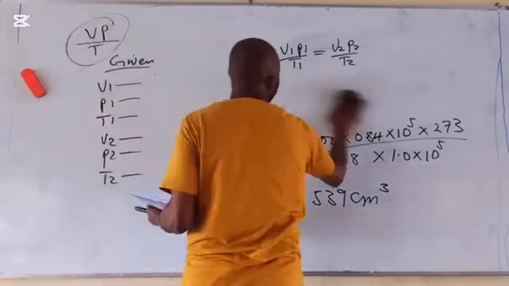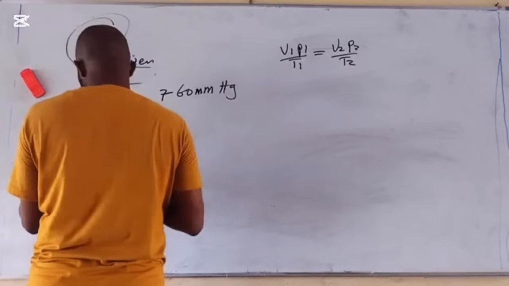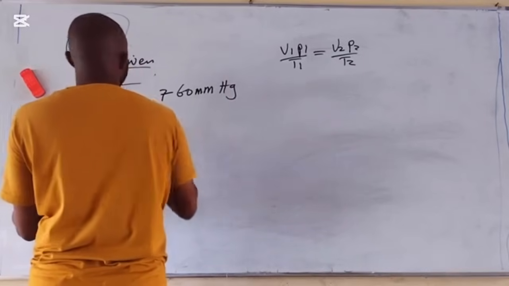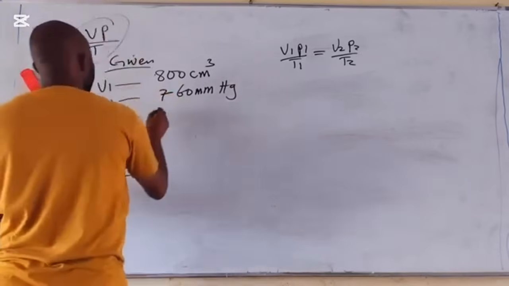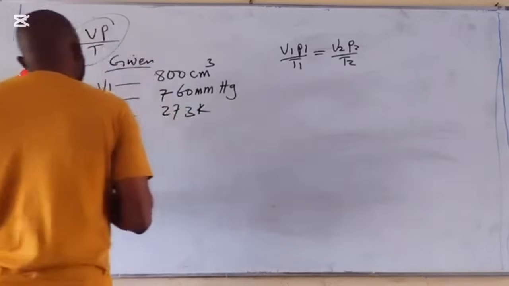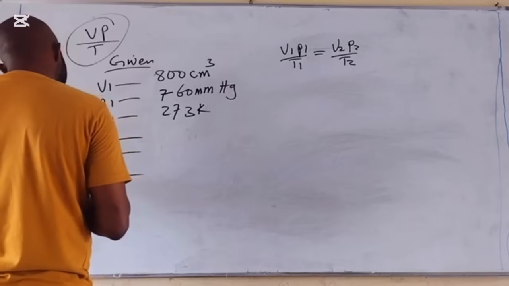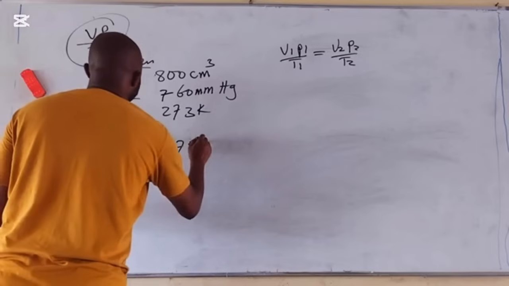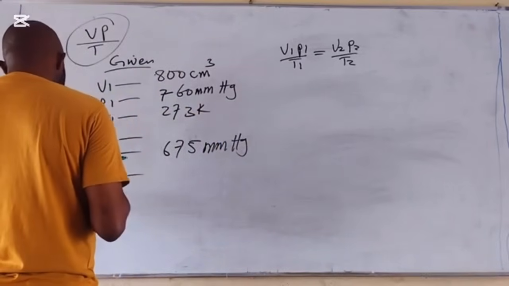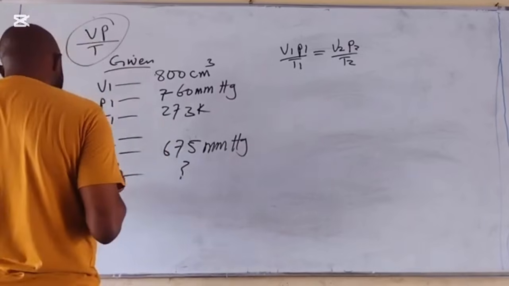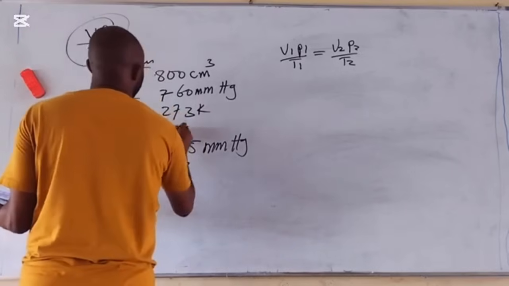Let me clean this. So my P1 is 760. A mass of gas occupies a volume, my V1 is 800, my T1 is 273 Kelvin. My P2 is 675 millimeters of mercury. T2 is lacking, that's what we're asked to get. What is left? My V2, 940 cm³.